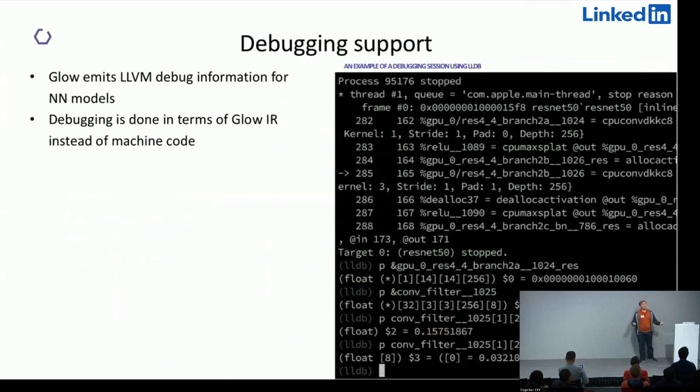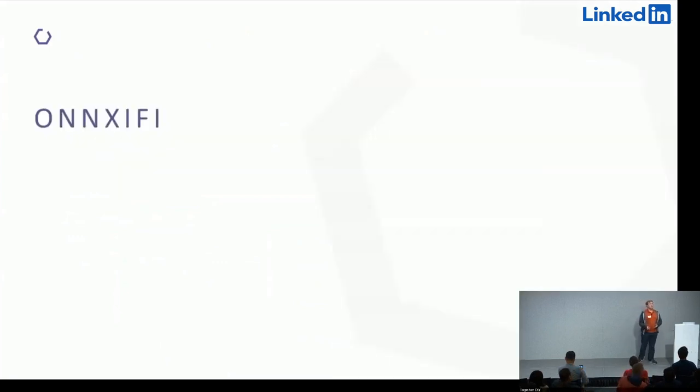And Glow emits debug information. So when you want to walk through your network to get an idea of what's going on, we emit debug symbols that you could launch with something like LLDB at the low-level IR to see what's really going on.